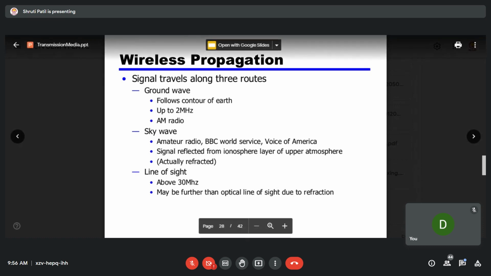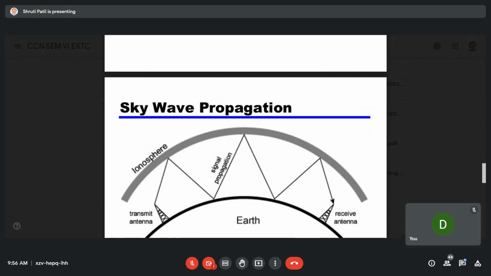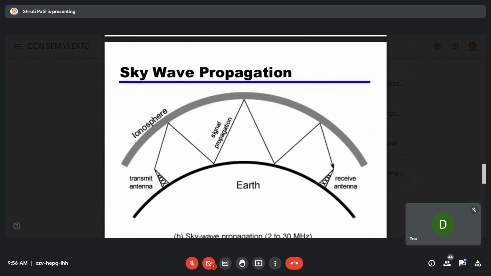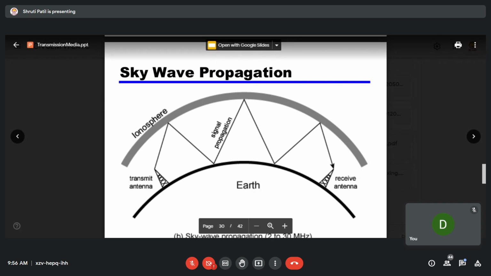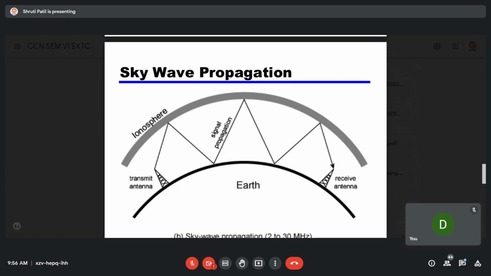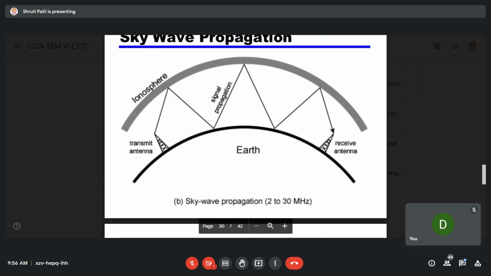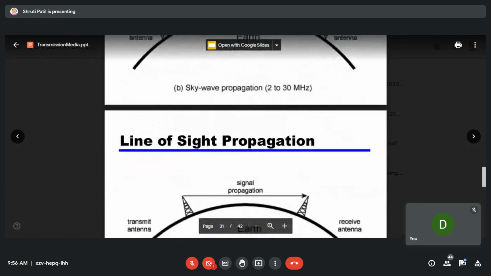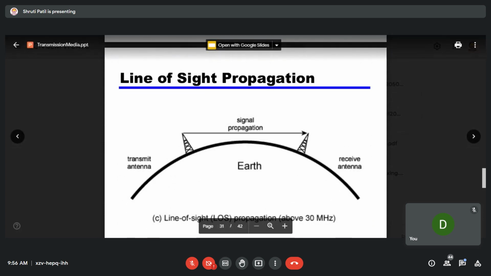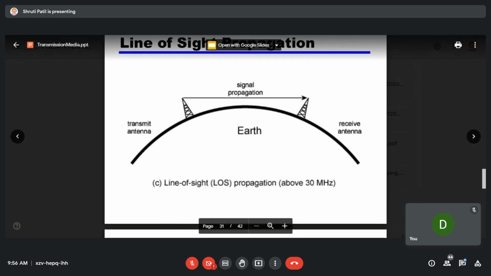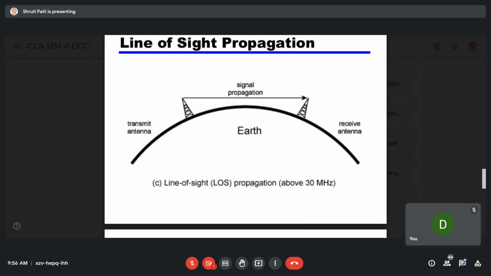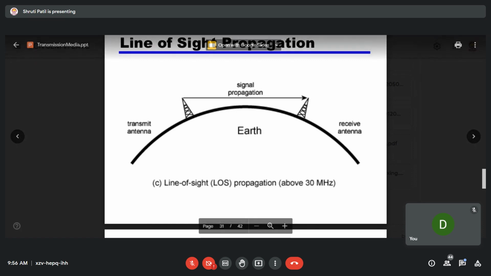You have sky wave propagation. Here, this is the ionosphere, this is the transmitter, this is the receiver. Ground wave and sky wave come into the picture when there is no line of sight propagation. Suppose transmitter and receiver are in a line of sight, then there is line of sight propagation, which is above 30 megahertz. The transmitter antenna and receiver antenna are in the line of sight.